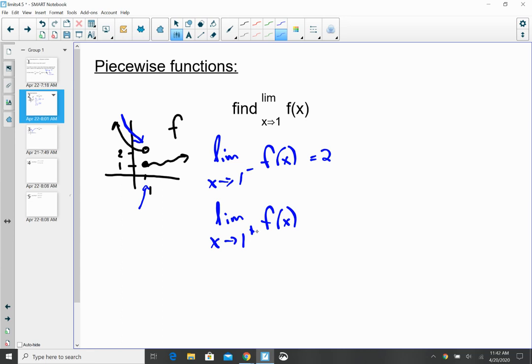Now, as you approach 1 from the right, that's coming from this way, going like that, the y value is getting closer to 1. Now, these two numbers are different. So what do we say our answer is? That's right, does not exist. And just to recap, yes, you can write DNE for that.